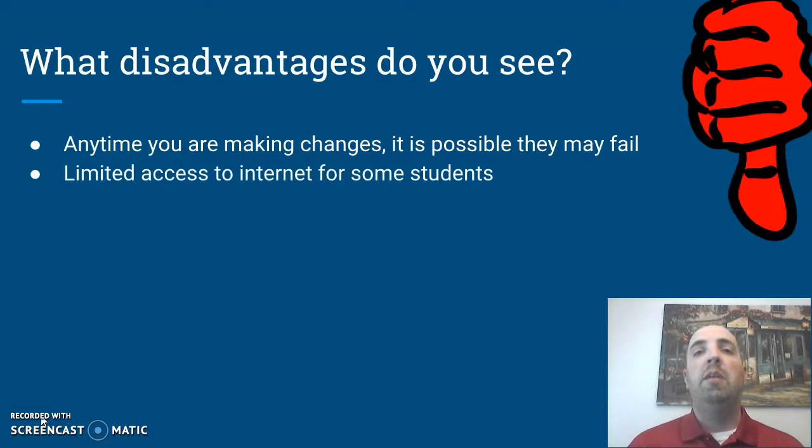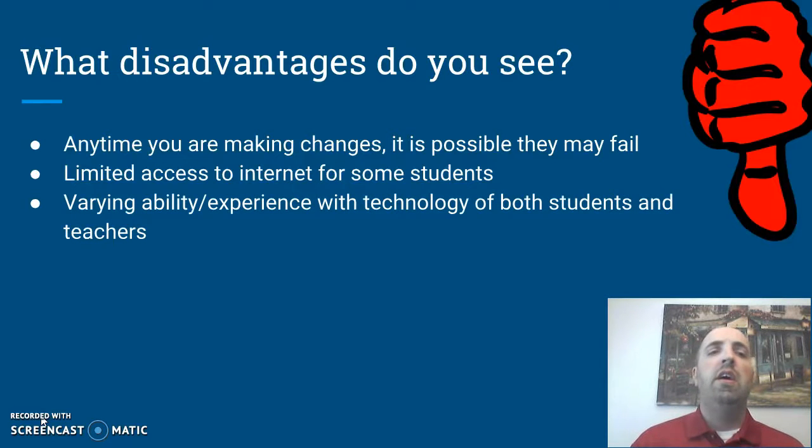Obviously, we've talked about this before, but with the digital divide, limited access for some students to internet or technology may cause issues. So if you're flipping a classroom and relying on students to watch a video outside of the classroom and they don't have that access to do it, you're going to have some problems there. So you have to keep in mind as you make these changes and innovate that you need to be accommodating to all your students as well.